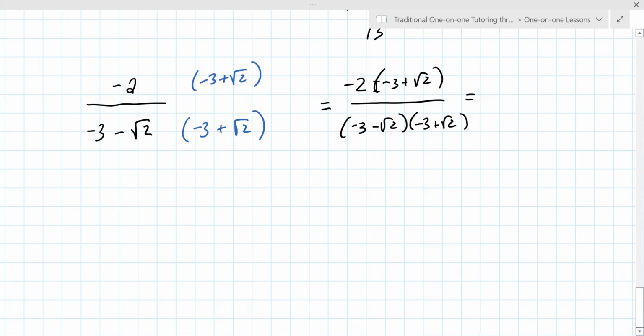So you're multiplying that negative 2 into both, but there's really a 1 in front of the square root of 2. You cannot multiply into the root. So it becomes 6 minus 2 square root 2. Minus 2 times minus 3 is 6. Minus 2 times 1 is the minus 2 square root 2.